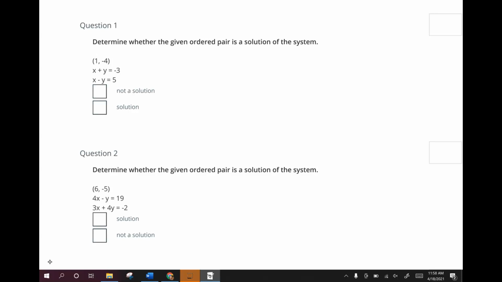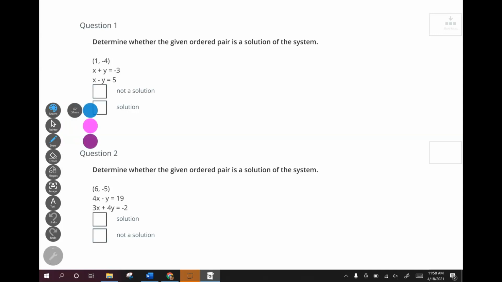on a graph. It's the point where the two lines would cross, and so what you'd want to do is just plug in both the x and the y into both equations and see if it works. So on the first one, plugging in 1, plugging in -4, and seeing does that equal -3. Yes, 1 plus -4 does equal -3.